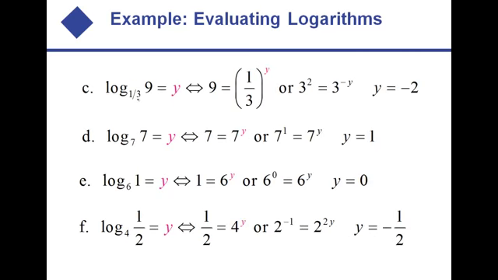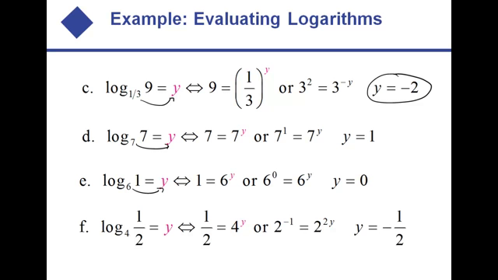1/3 to what power equals 9? Well, we know 3 squared is 9. 1/3 squared would be 1/9, but then to flip it, it's got to be negative 2. So negative 2. Obviously, 7 to the 1 equals 7. 6 to the 0 equals 1.